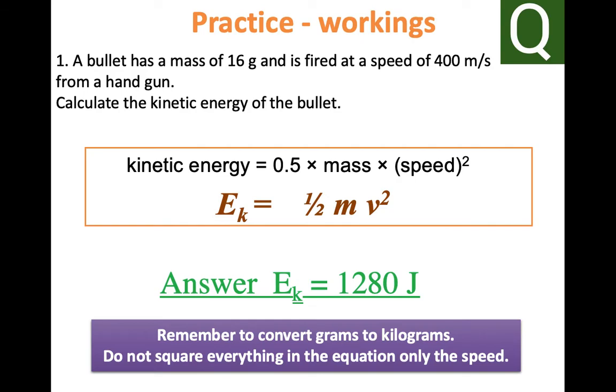Question 1, you should have an answer of 1280 joules, and that is our standard equation as we started with, where kinetic energy is half times the mass times the speed squared.